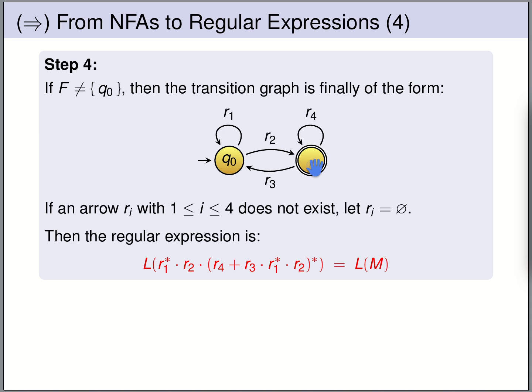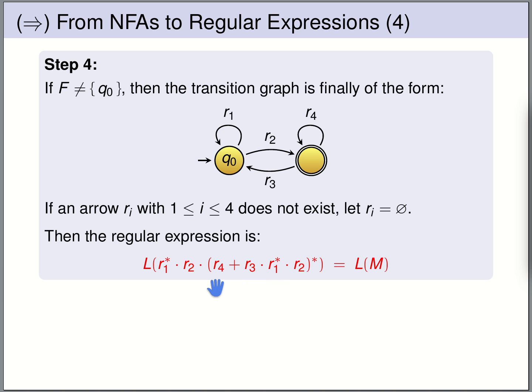Now we are in a final state, and we can continue with any path that brings us back to the final state. And there's 2 possible options here. For one, we can take this R4 loop. This brings us immediately back to the final state. This gives us this R4. And the other option is to take this R3 transition, then an arbitrary number of times R1, and then we have to take R2 to get back to the final state. This gives this R3, R1 star, R2.